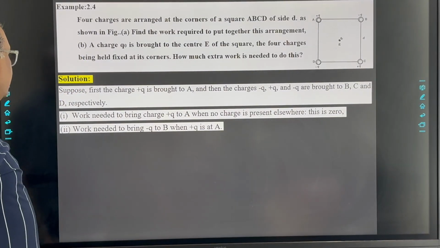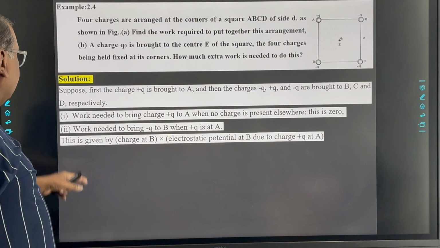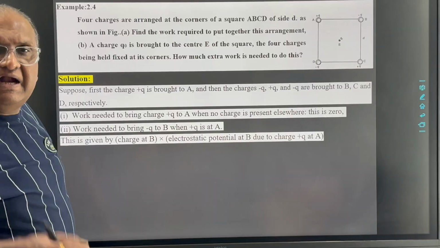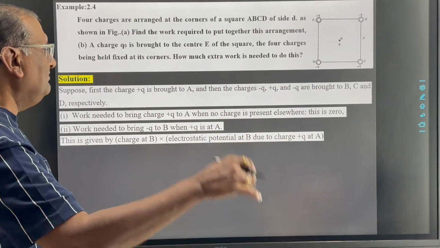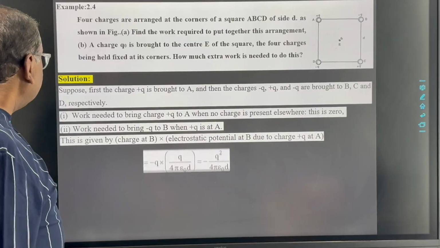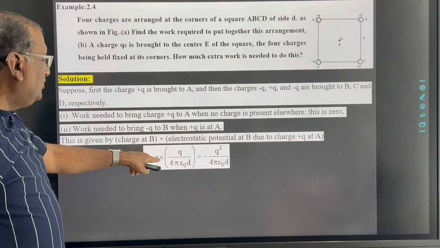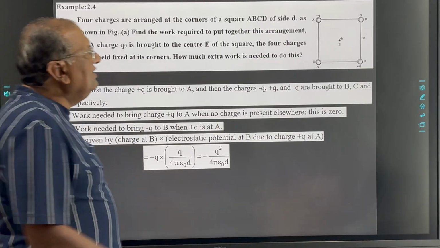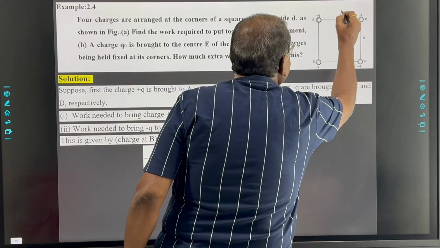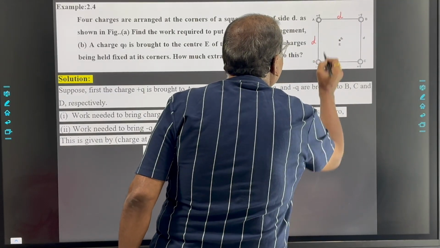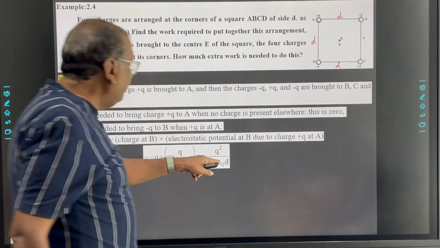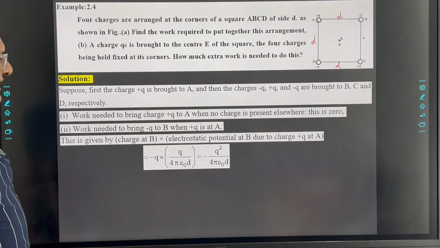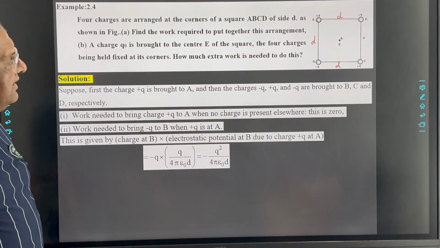Now, the work needed to be done is the charge at B into the electrostatic potential at B due to charge plus Q at A. So we can write minus Q into the potential of plus Q, that is Q upon 4 pi epsilon 0, and this particular distance is given to you as D in the question. So we can write upon D. So this is equal to minus Q square upon 4 pi epsilon 0 D.